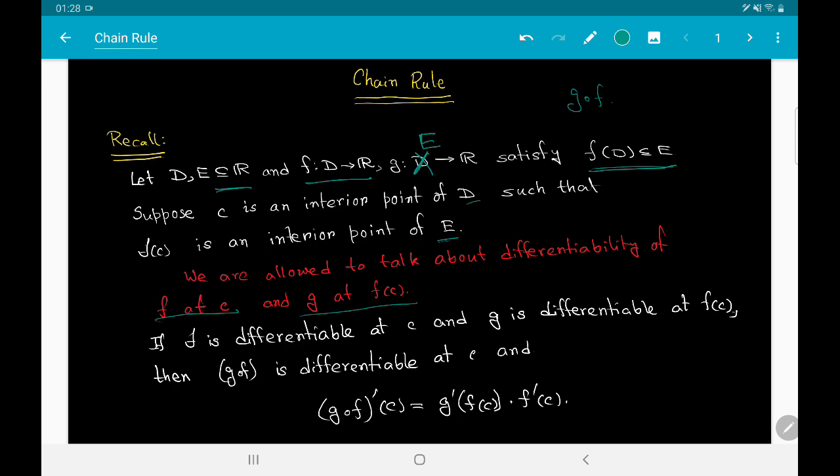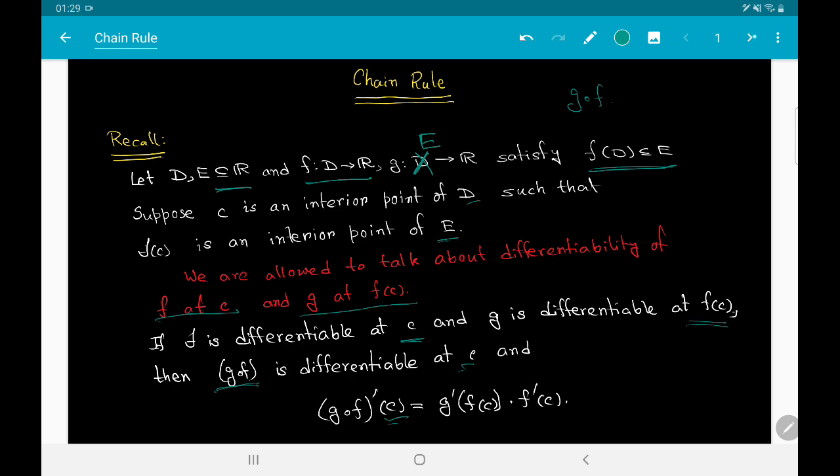Suppose that f is differentiable at the point c and g is differentiable at the point f(c). Then we have seen in our one variable calculus that the function g composed with f is differentiable at the point c that we originally started with, and we also got this very nice formula: the derivative of g composite f at the point c is g prime of f(c) times f prime of c.